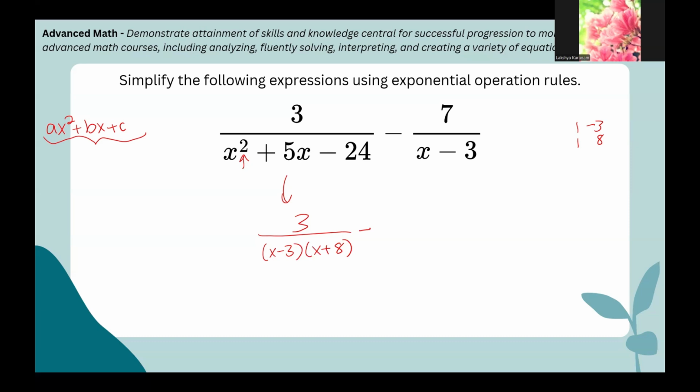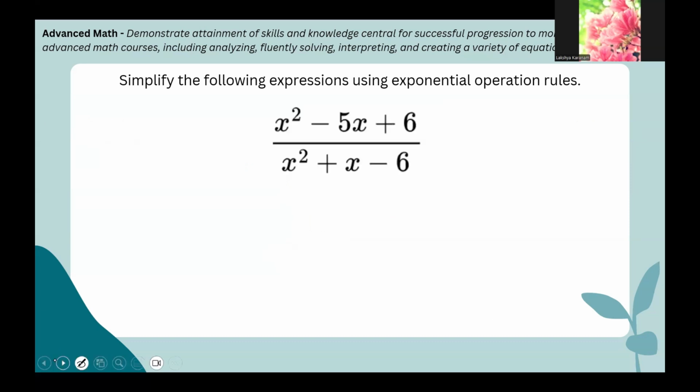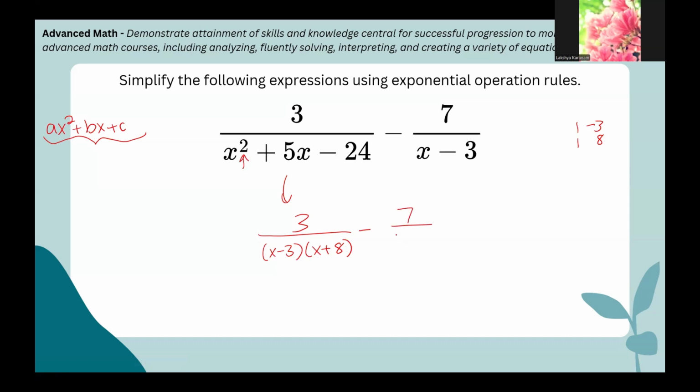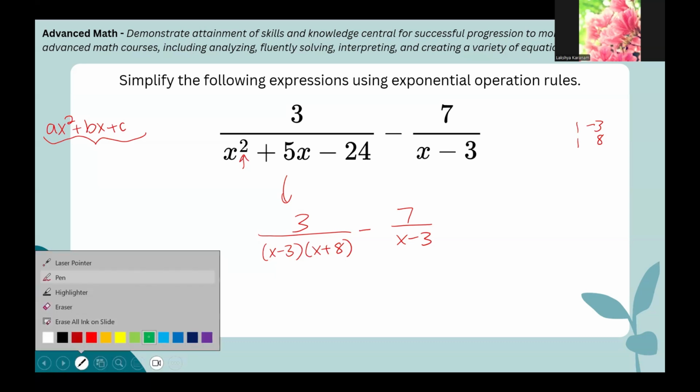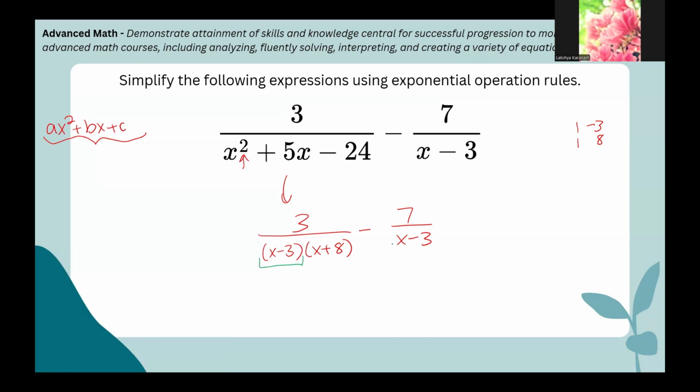Okay, so I've factored this denominator, and then I can keep the x minus 3 here in the denominator. Now you might see something interesting. There's an x minus 3 here, and there's an x minus 3 here, both in the denominators. So how can I make them have a common denominator? By tacking an x plus 8 onto this one, right? So to get that to happen, I'm going to multiply the top and the bottom by x plus 8. So you get 7 times x plus 8 over x minus 3 times x plus 8.